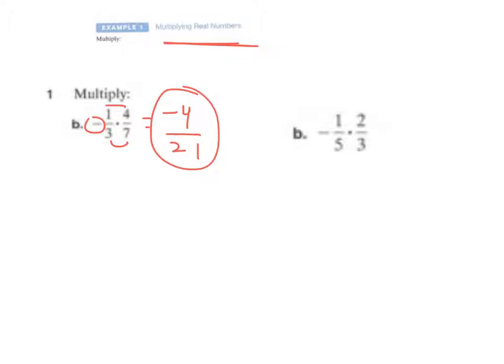So same thing I'm going to do on this problem. I'm going to multiply the negative 1 times 2, which gives me a negative 2, 5 times 3, which is 15, and I have my answer.